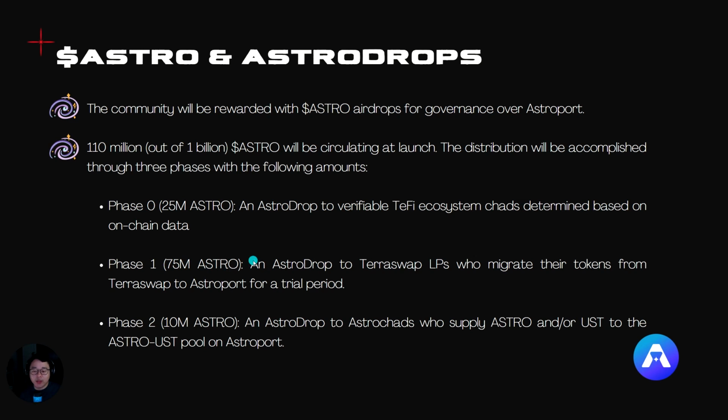And phase 1 will be the TerraSwap LP migration, where basically you would move your LP from TerraSwap into Astroport. And then phase 2 will be for those who want to provide liquidity for the Astro UST pool on Astroport through their LBA, which is something that is new. LBA stands for Liquidity Bootstrapping Auction, where people who have the Astro token and the UST token individually will come together and try to decide what's a fair price for the Astro token.